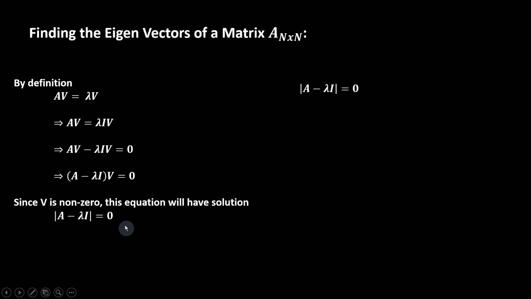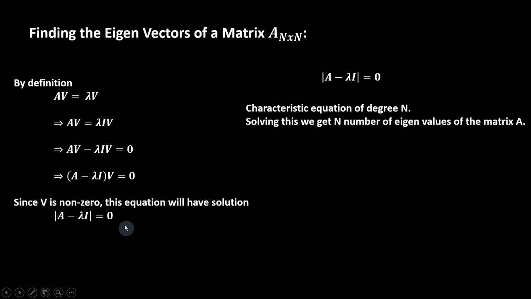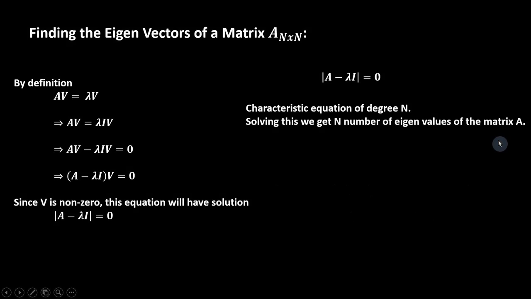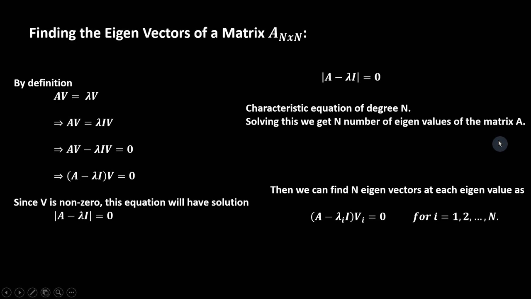This equation is called the characteristic equation. The degree of this equation is n. So for this equation we can find a total of n roots. These roots are nothing but the eigenvalues of the matrix A. Then we need to find the eigenvector corresponding to each of the n eigenvalues. So that gives us n eigenvectors of the matrix A of size n by n.